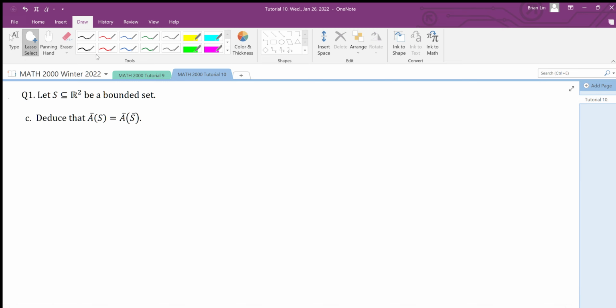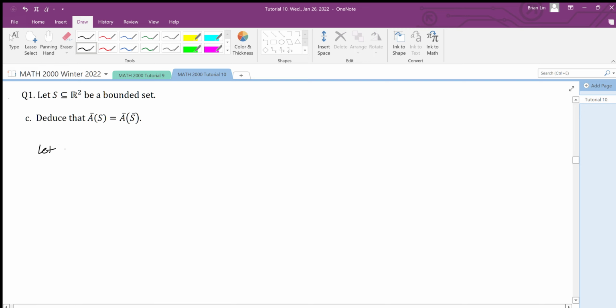Question 1c. Let S be a bounded subset of R2. Deduce that the outer area of S is equal to the outer area of S closure. And to do this, I'll break up the work into 3 parts. The first 2 parts will be technical, and the third part will be to solve the question.